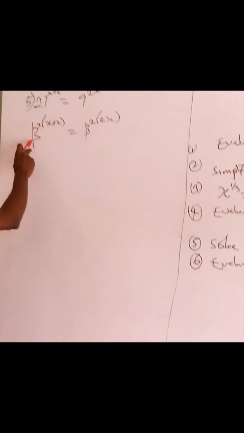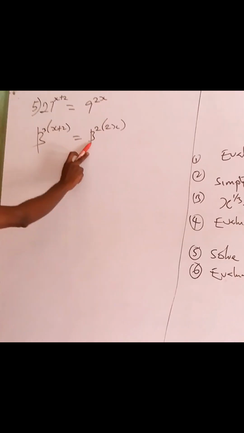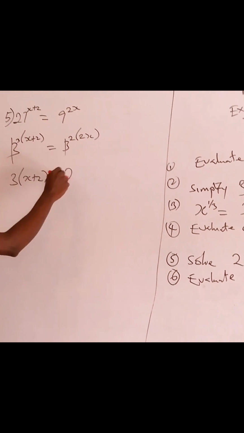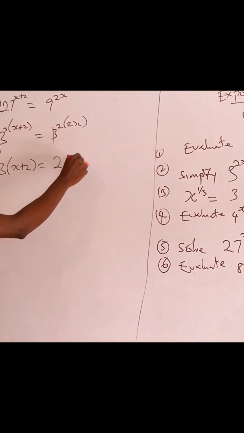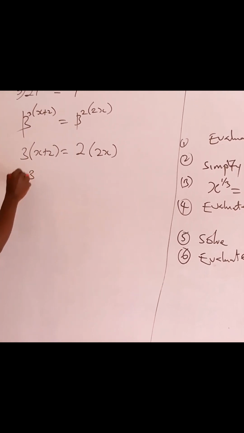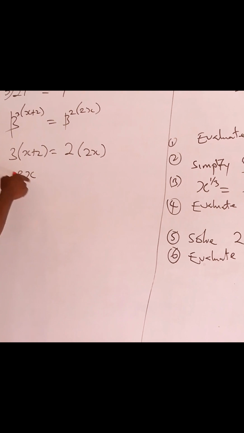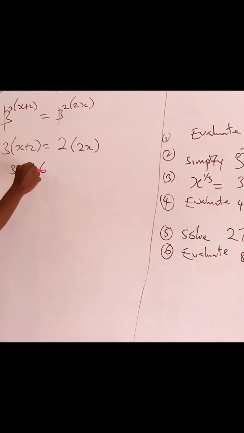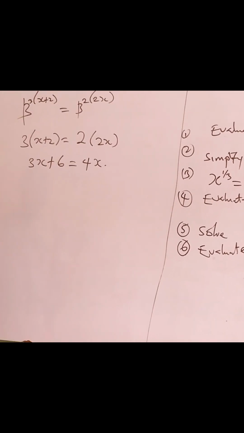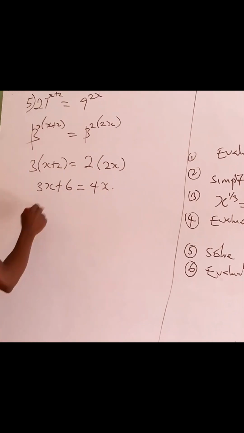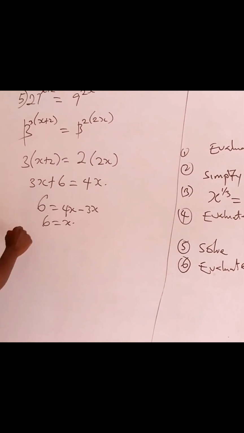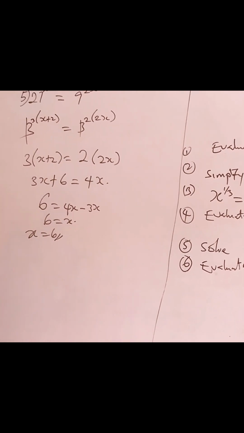We cancel 3 with 3. So we are left with 3 into x plus 2 equal to 2 into 2x. So 3 times x will give you 3x. Then 3 times 2 will give you 6. 2 times 2x will give you 4x. Then the next thing is to collect the like terms. So take 3x to the other side. 6 equals 4x minus 3x. So 6 will give you x. It is written as x equal to 6.